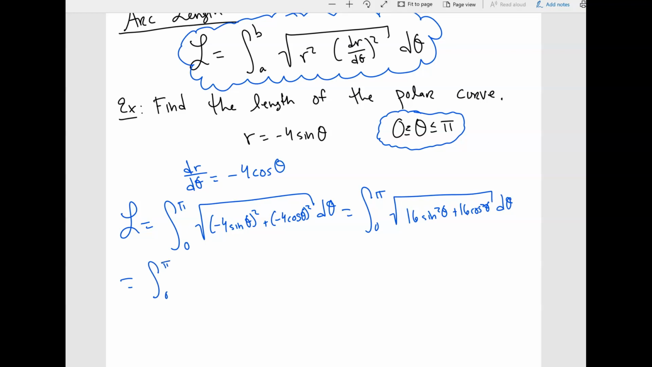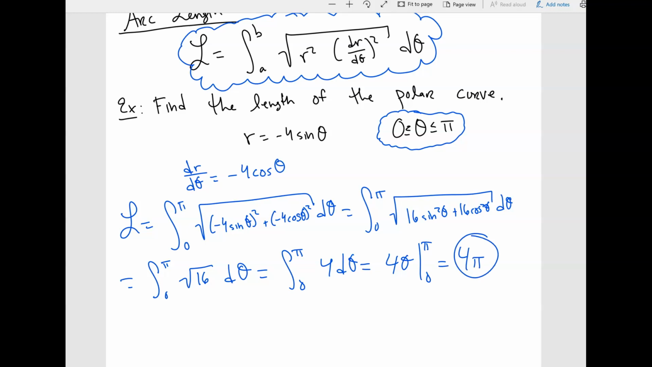We know that that's just going to give me 1. So the integral from 0 to pi, square root of 4. Oh, that's wrong. Square root of 16, because sine squared theta plus cosine squared theta equals 1. So you have the integral from 0 to pi of 4 d theta. It's going to be 4 theta from 0 to pi, which gives me 4 pi. Okay, so there really is nothing much to these problems.